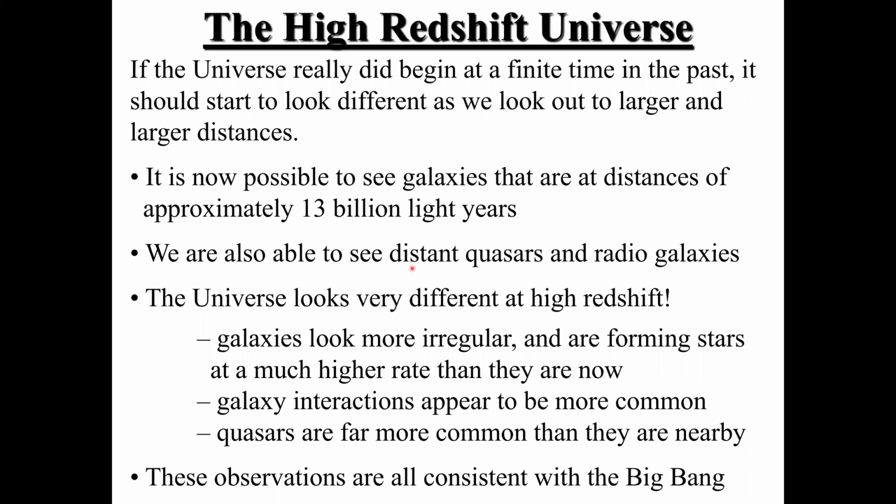So we are also able to see distant galaxies and quasars and radio galaxies. I did not talk in class about what quasars and radio galaxies are. These are a type of active galaxies which are very far away from us with very high redshift values. The higher the redshift, the farther away the objects are. And the interesting thing is, when you look at these high redshift values, the universe looks completely different, right?